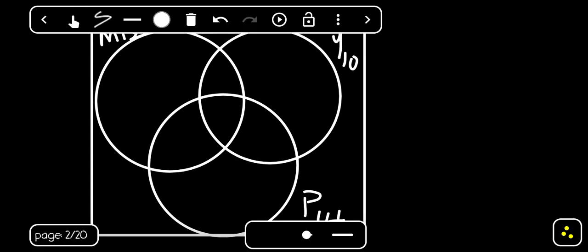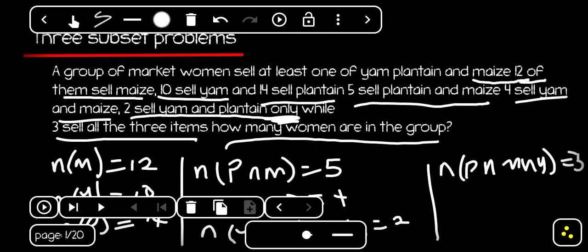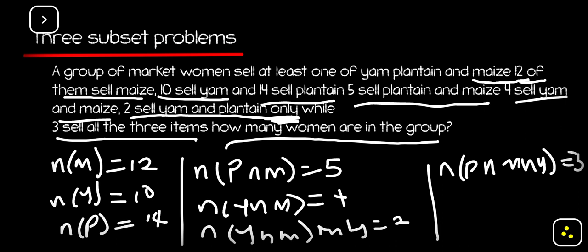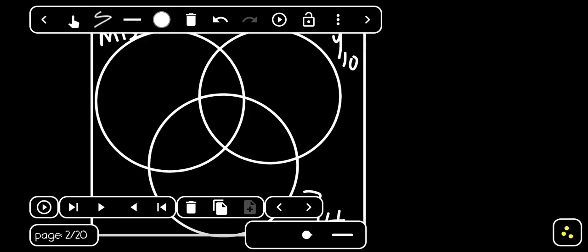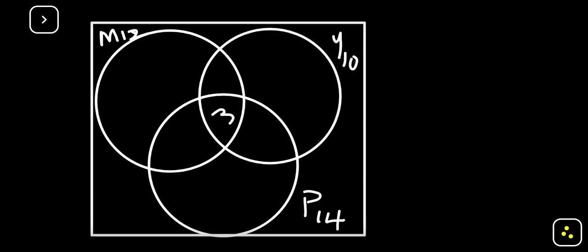All right, now let's do the next thing here, which is the number of those that are involved in plantain, maize, and yam is 3. This is the reason why we're putting this part here. It's very important. Always put the intersection for the 3 first before any of the 2 subset intersections. When you do that, it helps you understand how to fit in the other values. So we're going to put in this one first. The intersection for all 3 of them is 3. So 3 sell maize, yam, and plantain.